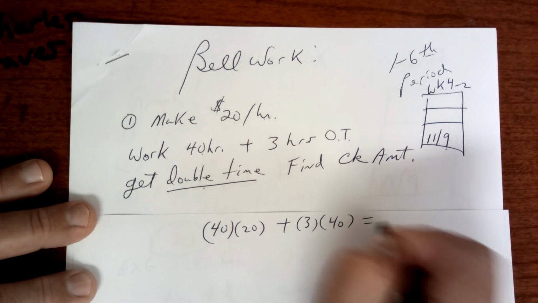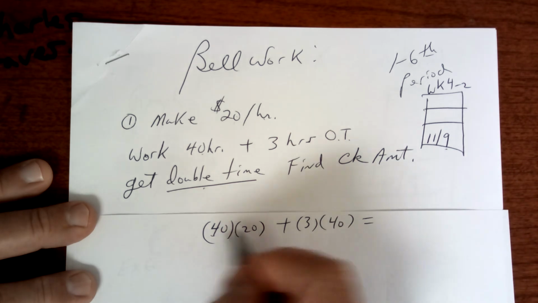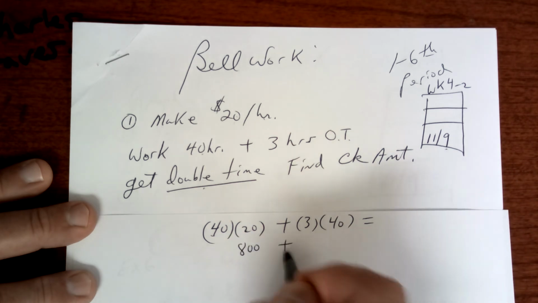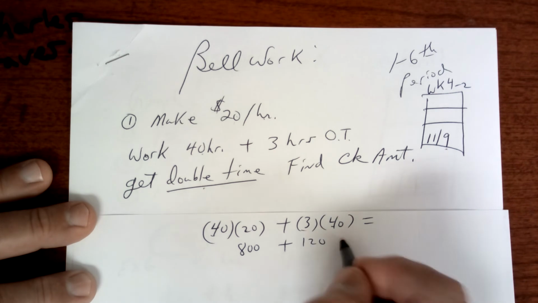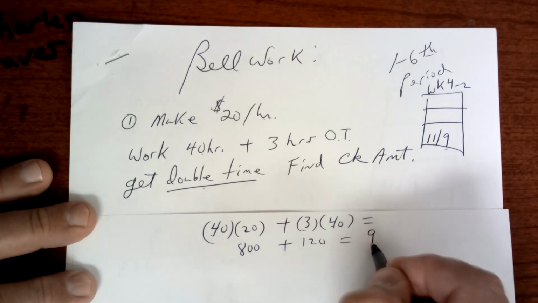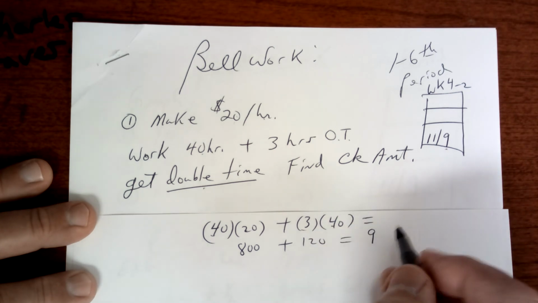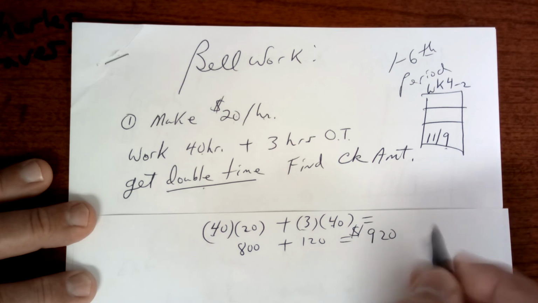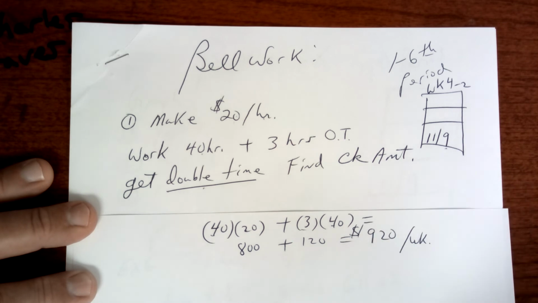And you're going to go ahead and multiply. 4 times 2 is 8, so that's 800. 3 times 4 is 12, so that's 120. Your gross paycheck will be $920 for the week. Okay, any questions on that one?